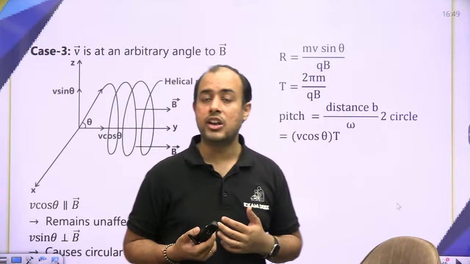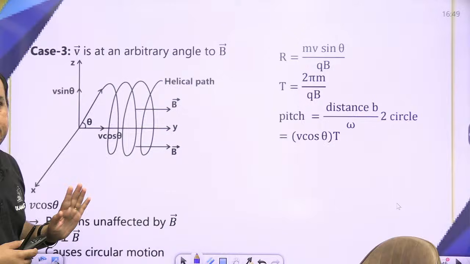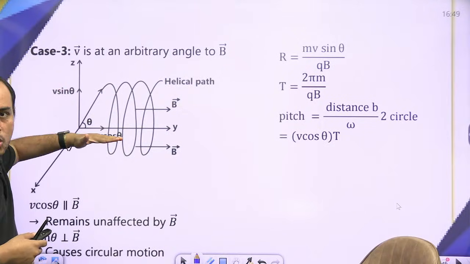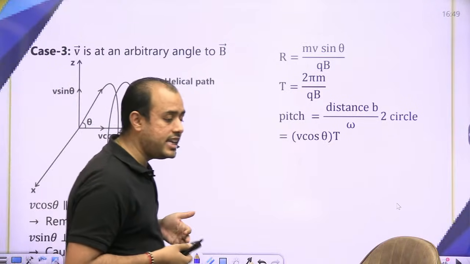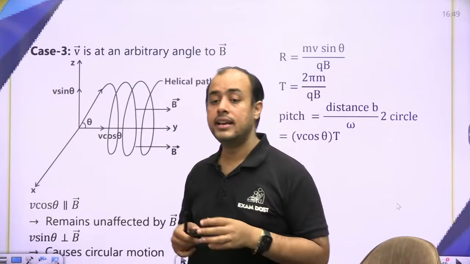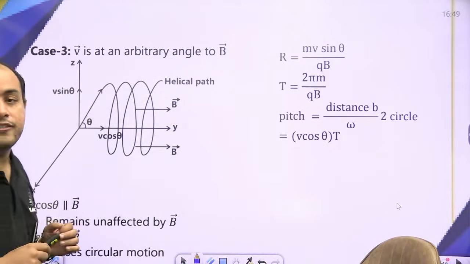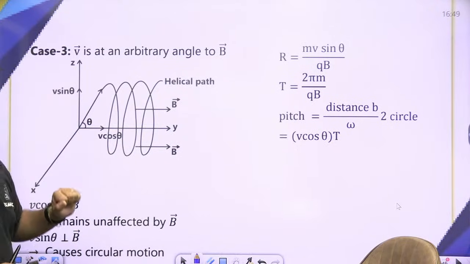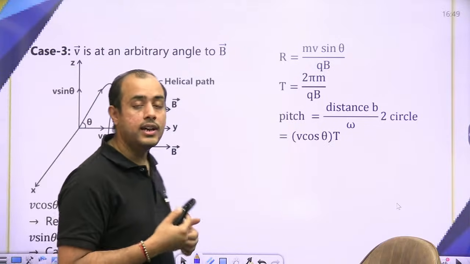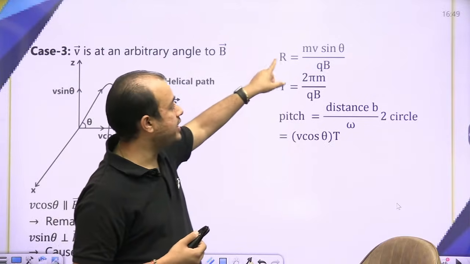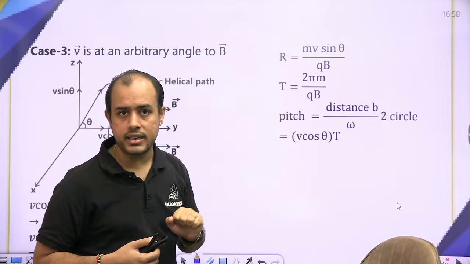But what if the velocity is at an angle to B? So break the velocity into two parts, perpendicular to B and along B. Now the velocity along B does not get any force due to the magnetic field. ये जो V cos theta आ रहा है, B के parallel आ रहा है, इसकी वजह से कोई फोर्स नहीं लगेगा. So this will remain the same. But because of V sin theta, which is perpendicular to B, you will have circular motion having the radius mv sin theta by qB, time period 2 pi m by qB.